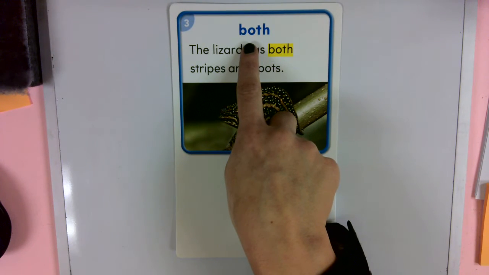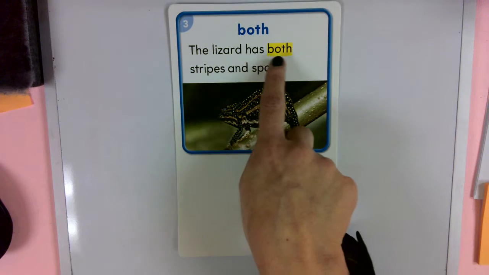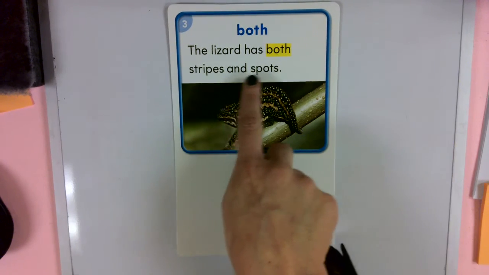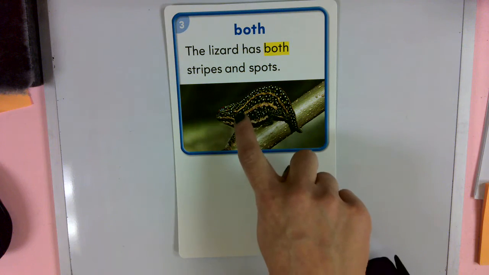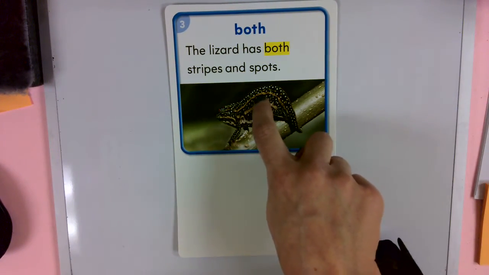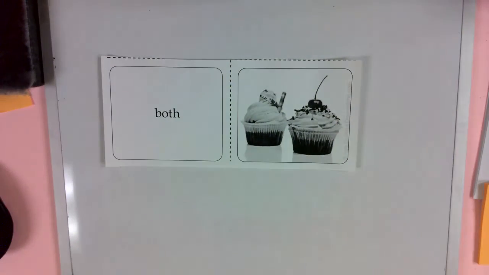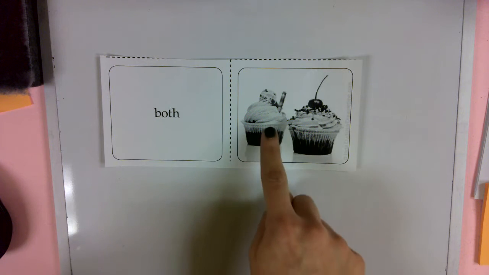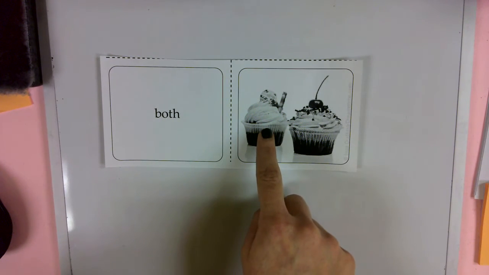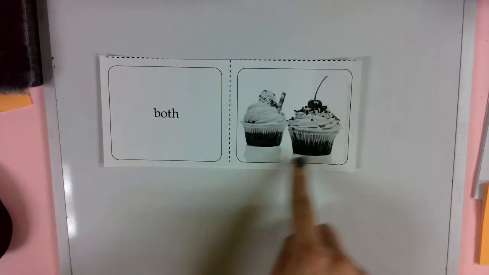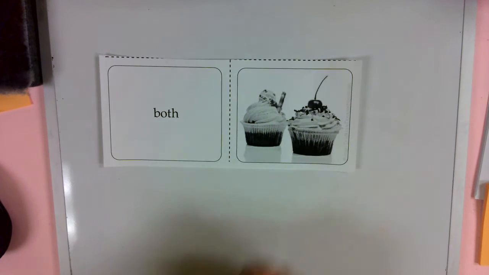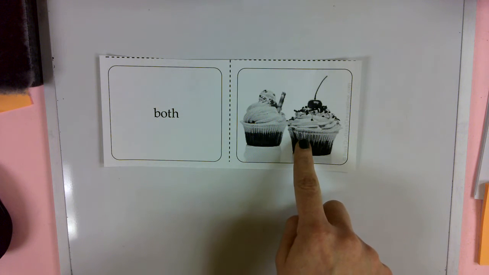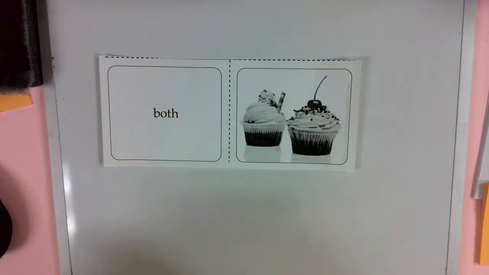So you might see the word both. The lizard has both stripes and spots. So he has stripes and then he has little spots. Now, here's another example of both, because both means two things go together. So these two cupcakes here, they are both cupcakes. Are they the same or are they different? They are different because one has a cherry, the other one does not.